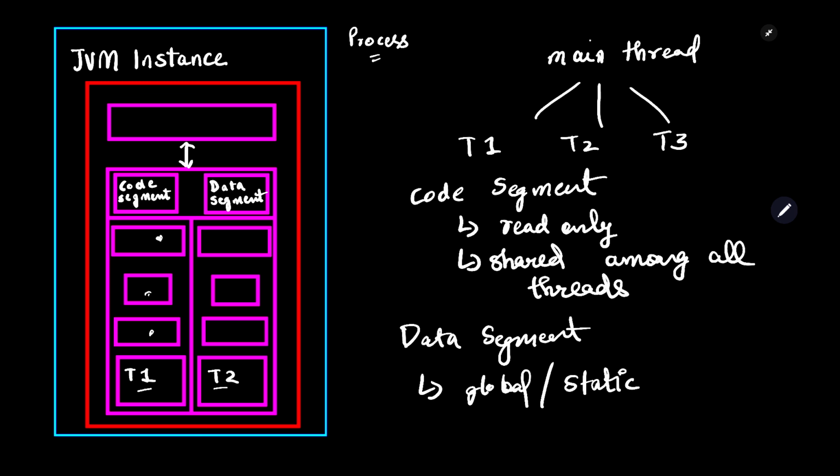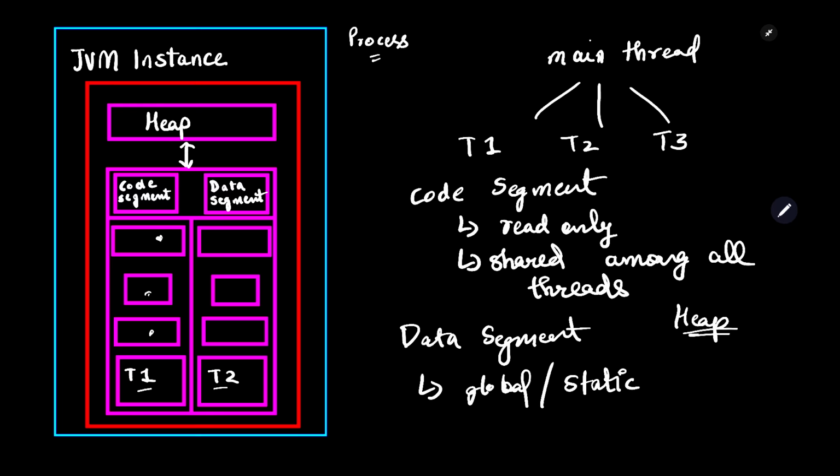The third area is heap memory. This is the largest part of the memory where all the runtime objects are stored. Here objects are created with the new keyword and it's shared among all the threads. So this is the heap memory.